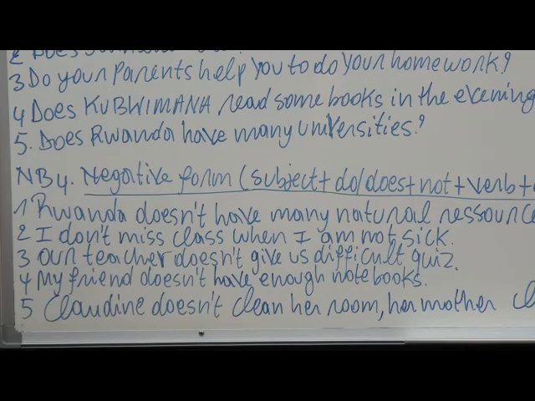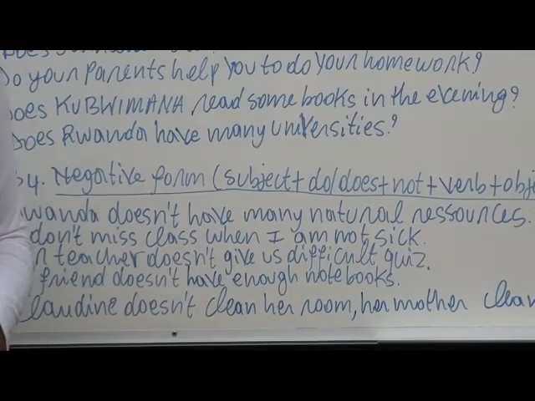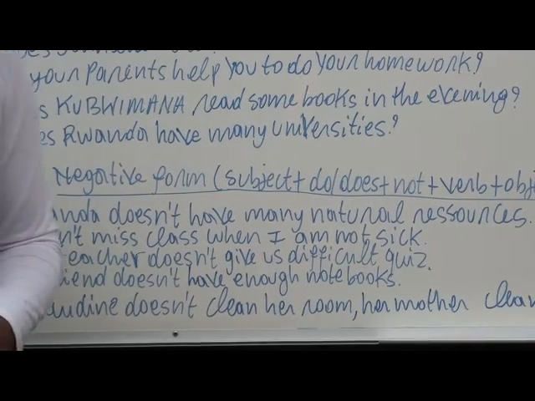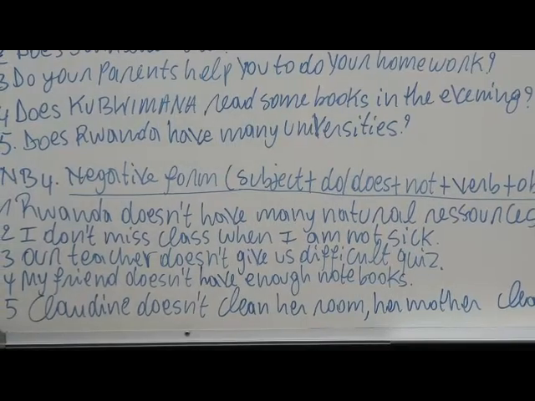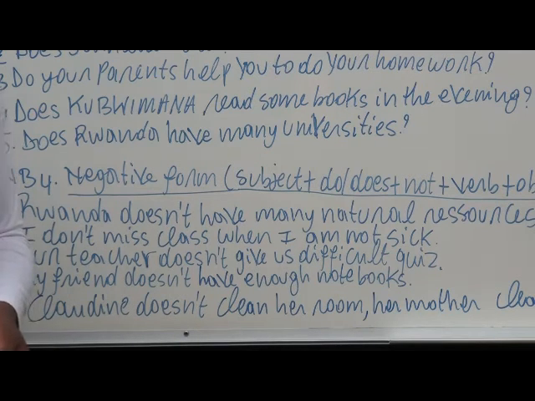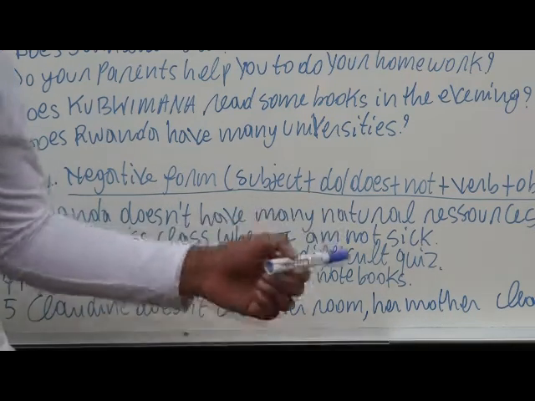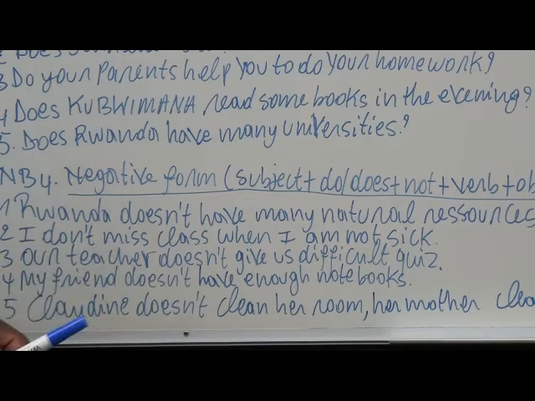Now let's see example number 1: Rwanda doesn't have many natural resources. Sentence number 2: I don't miss class when I'm not sick. I don't miss class when I am not sick. Here, I don't miss is a negative form.